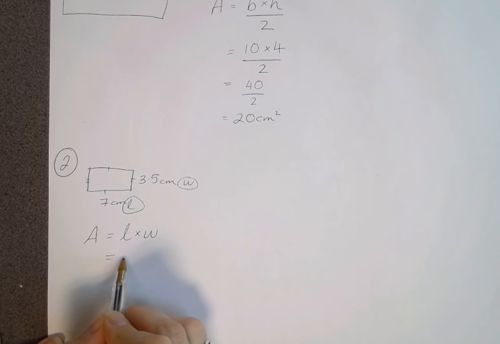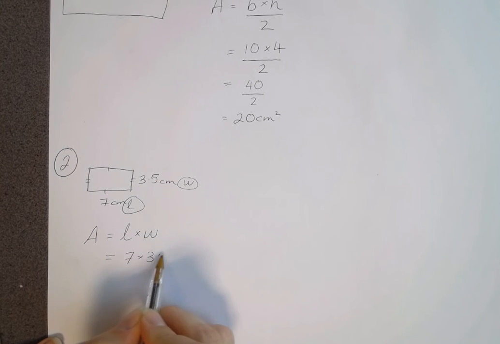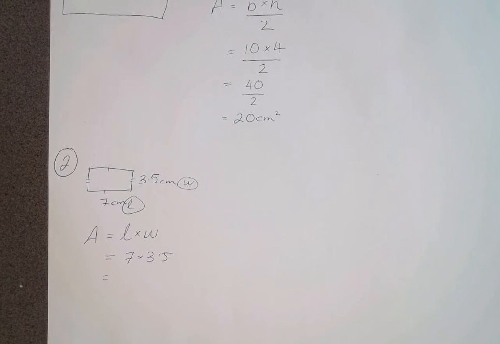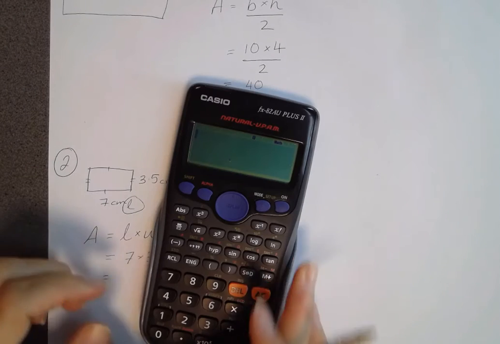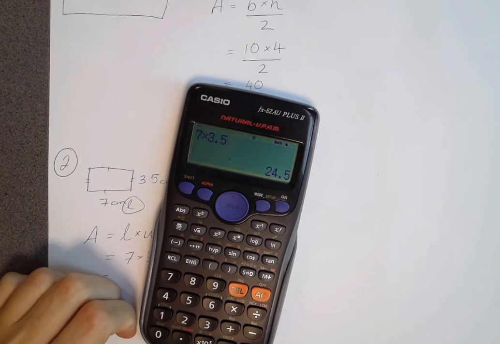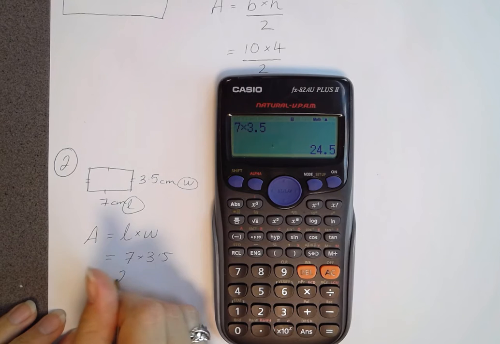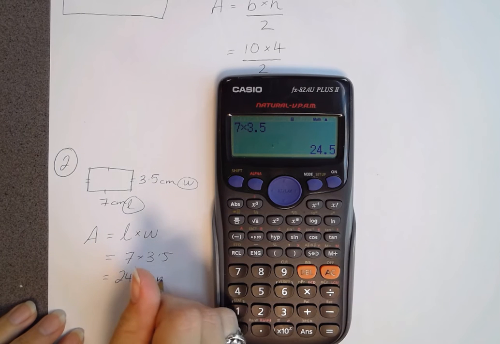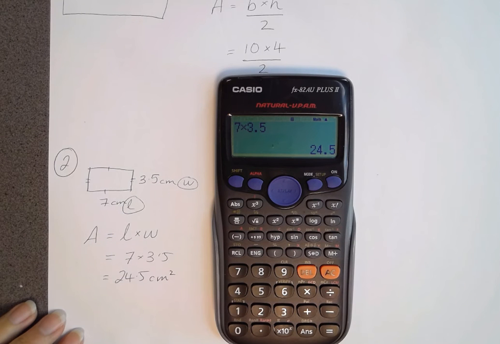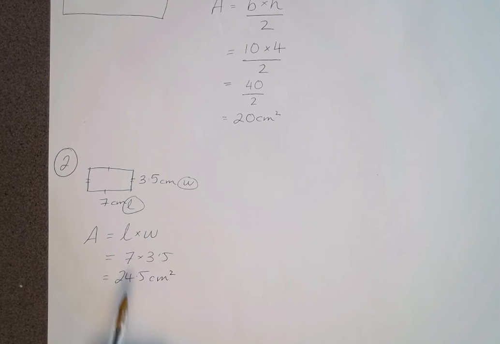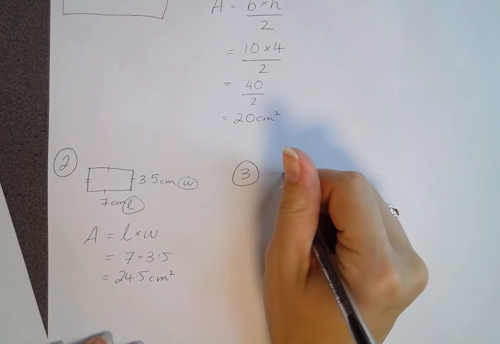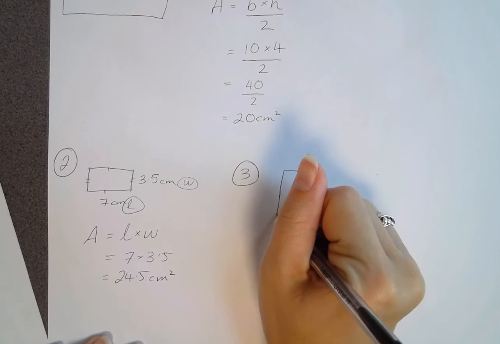And I'm going to say 7 times 3.5. I'm going to get my calculator, and I'm going to type 7 times 3.5 in, and my answer is 24.5 squared centimeters. One more time. Now the trick to this is that sometimes we already know that you can do this sum. So we're going to start giving you trickier questions. For example, say I give you this rectangle.